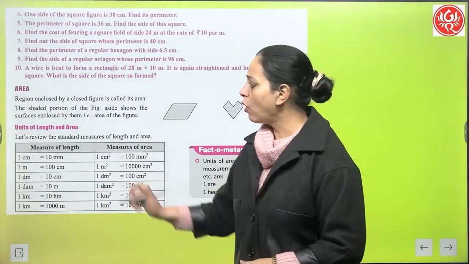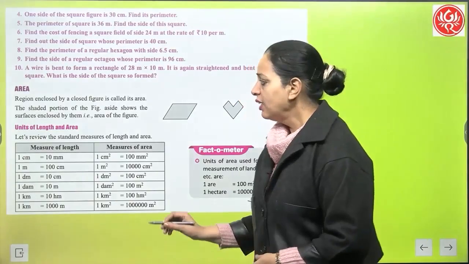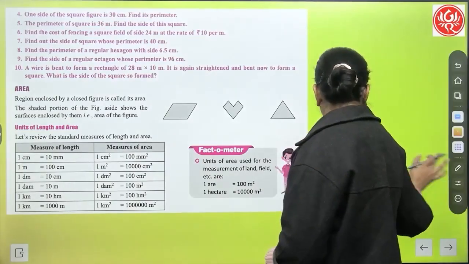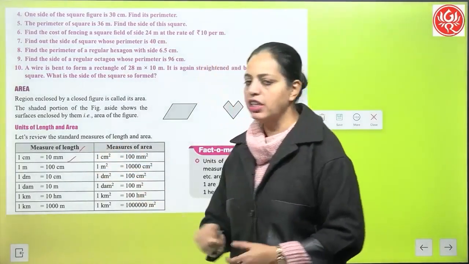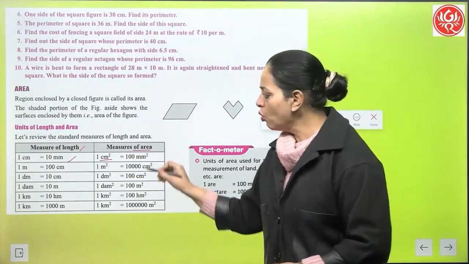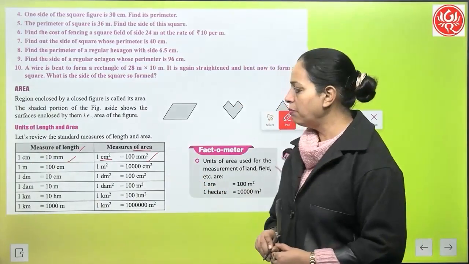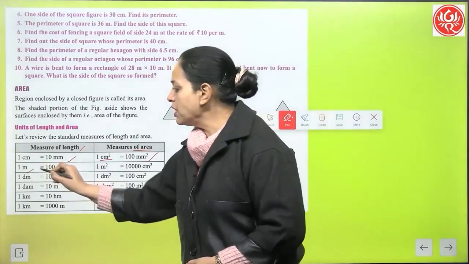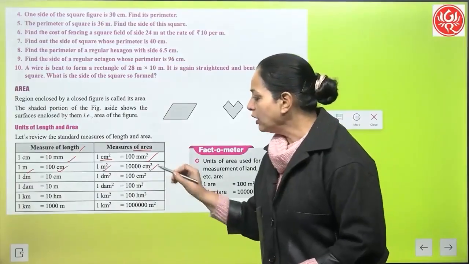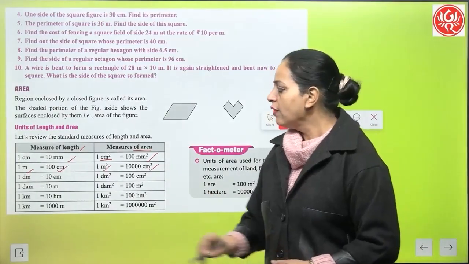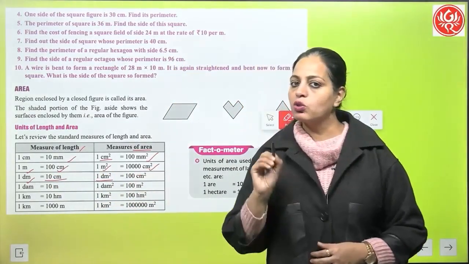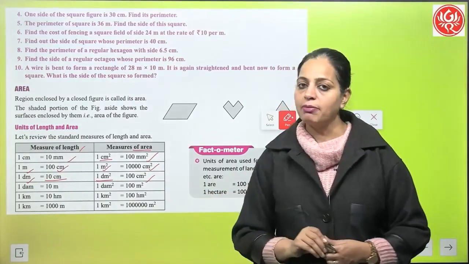Okay. Now we are talking about units of length and area. Let us review the standard measure of length and area. See, measurement of length: 1 centimeter equals 10 millimeter. So area: 1 centimeter square equals 10 into 10, 100 millimeter square. Okay. Now 1 meter equals 100 centimeters. So 1 meter square equals 10,000 centimeter square. Okay. Then 1 decimeter equals 10 centimeters. So 1 decimeter square equals 10 into 10, 100 centimeter square.